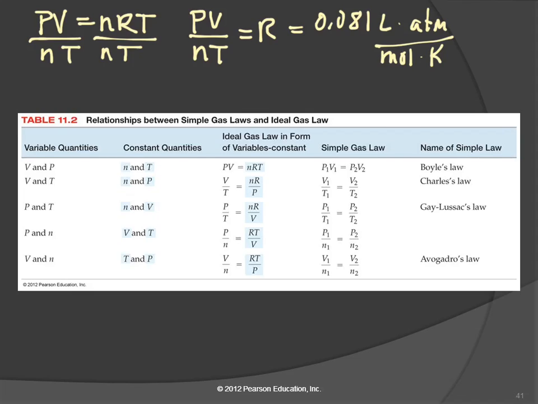So if that is always a constant, then we could also say that under one set of conditions, say P1V1 over n1T1, that equals R, and P2V2 over n2T2 must also equal R, because it's always constant. Question? That number, is it 0.081 or 0.082?